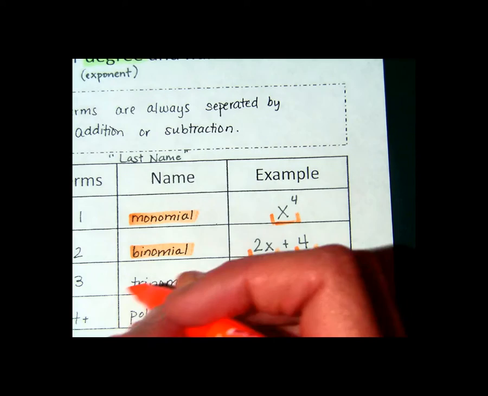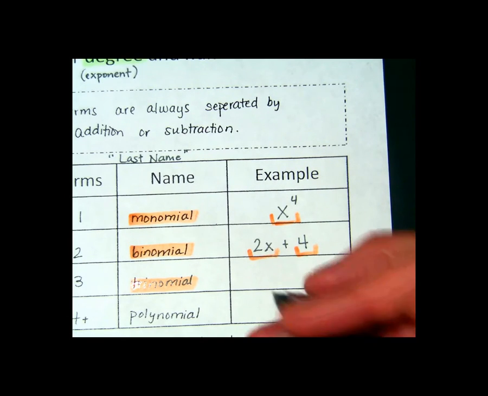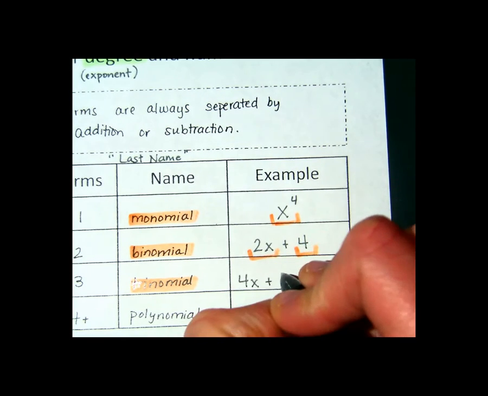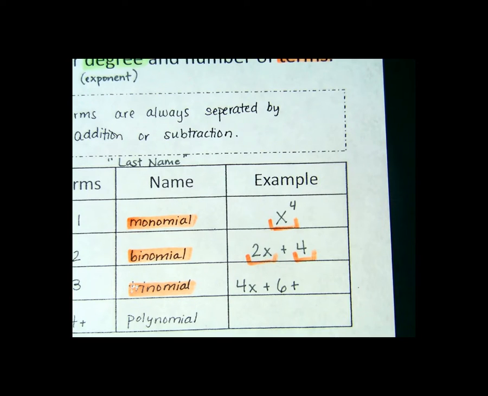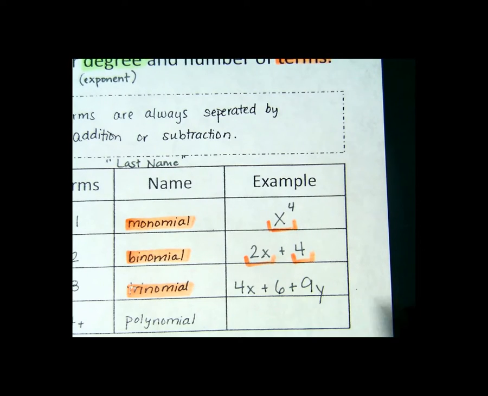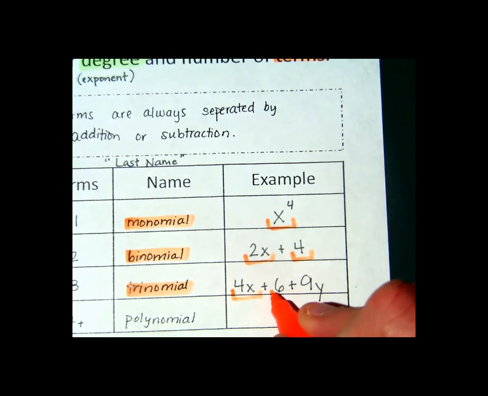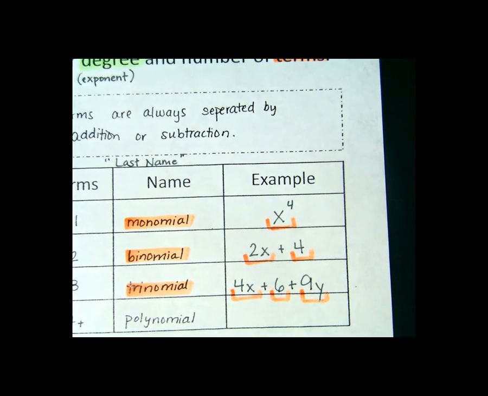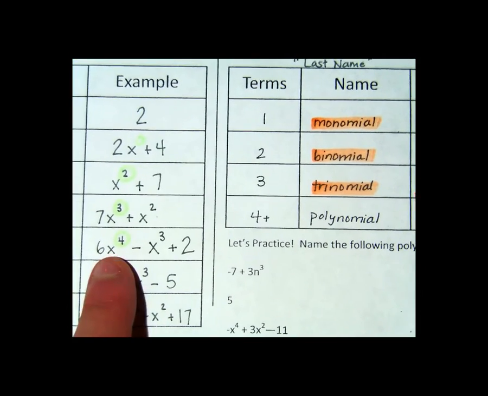Trinomial, like a tricycle, means you've got 3 wheels, so we have 3 terms. Somebody tell me something with 3 terms. 4x plus 6. I don't want to do 9, and here's why. They would be like terms, I could put them together. So 9y, because I can't put any of that together, right? Because I've got 1, 2, 3. You normally see something more like what we had for quintic, but it does not matter as long as there are 3 things that can't be combined.